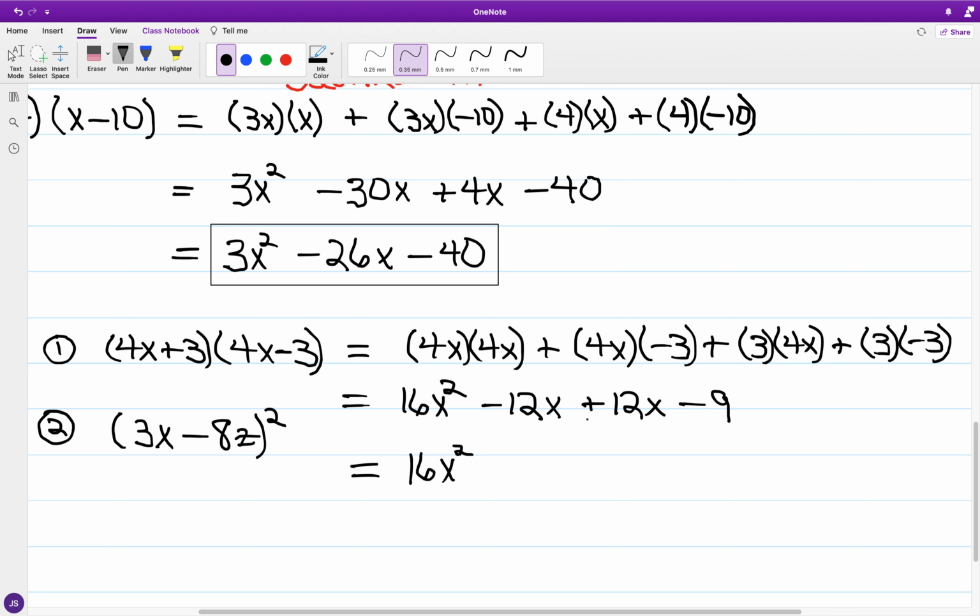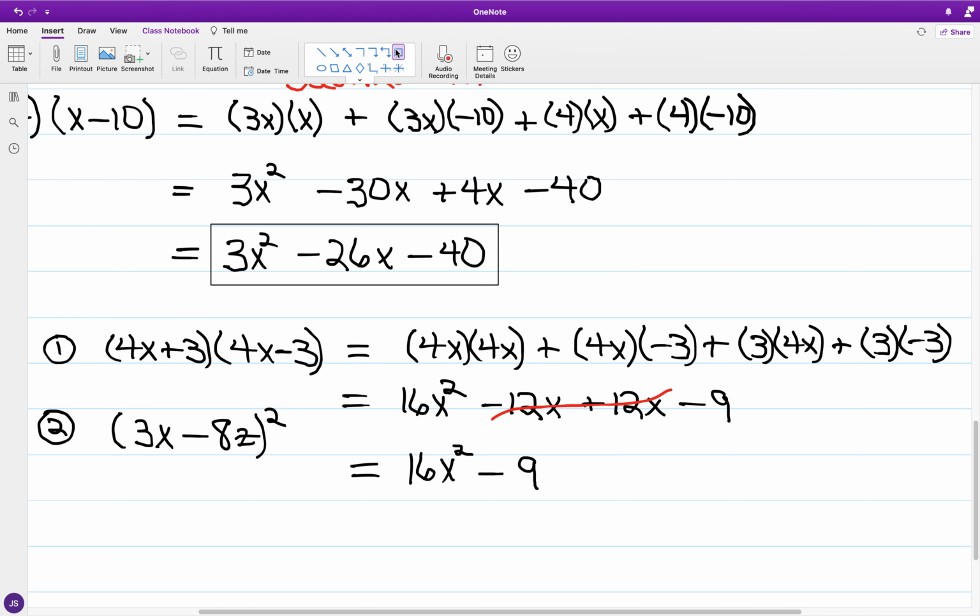And as we combine like terms in the middle, we have a negative 12x and a positive 12x. And here we're going to have additive inverses, so these are going to go out. And so instead of a 3-term expression, we end up with an expression that has 2 terms, whereupon we have 16x squared minus 9.